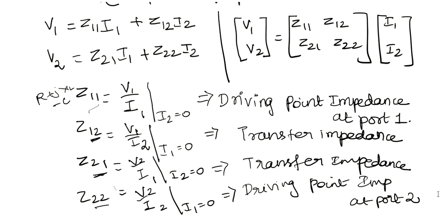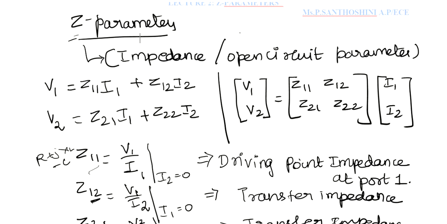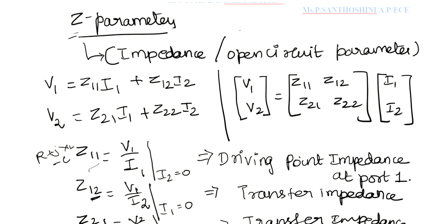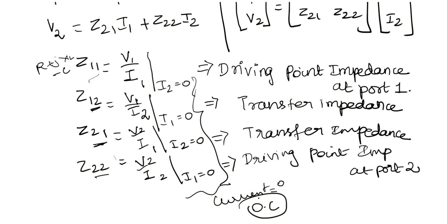Let us revise one thing before proceeding to the problems. We started with the lecture on Z parameters. Its other name is impedance or open circuit parameters. We have the equations and the matrix format, and for each element we have the formula and the name. Z11 is V1 by I1, making I2 equal to 0. In all four combinations we make the current equal to 0. When the current is 0, it is an open circuit. Clear? That's why it is also called open circuit impedance.